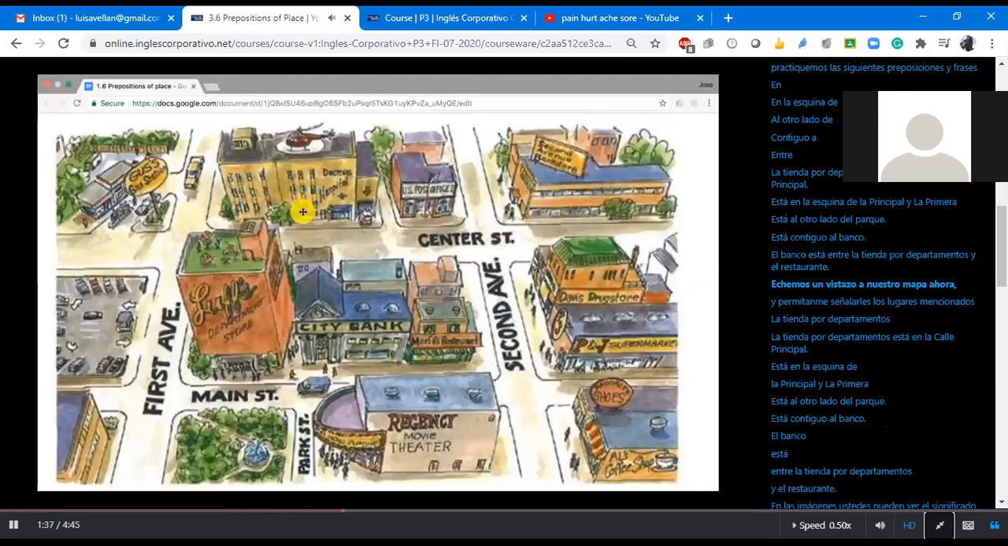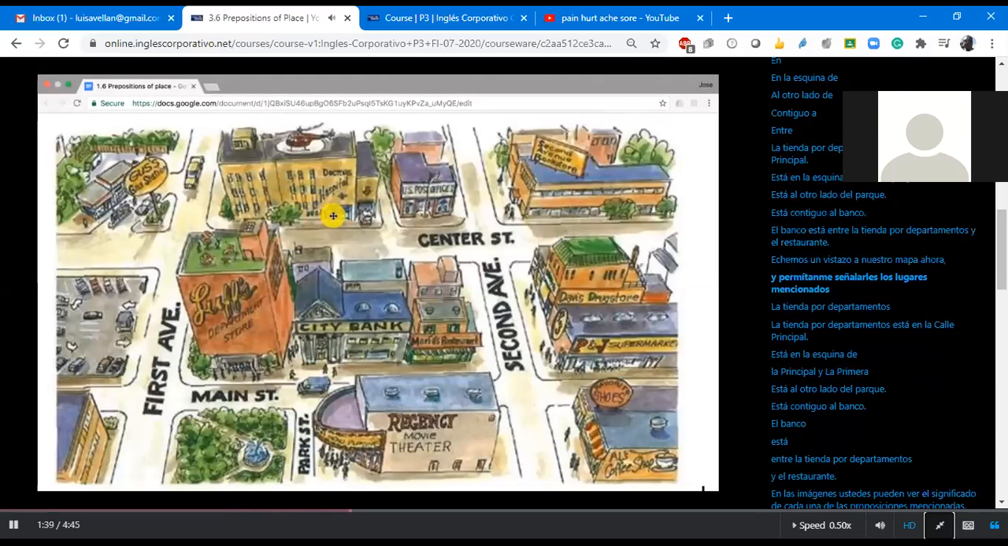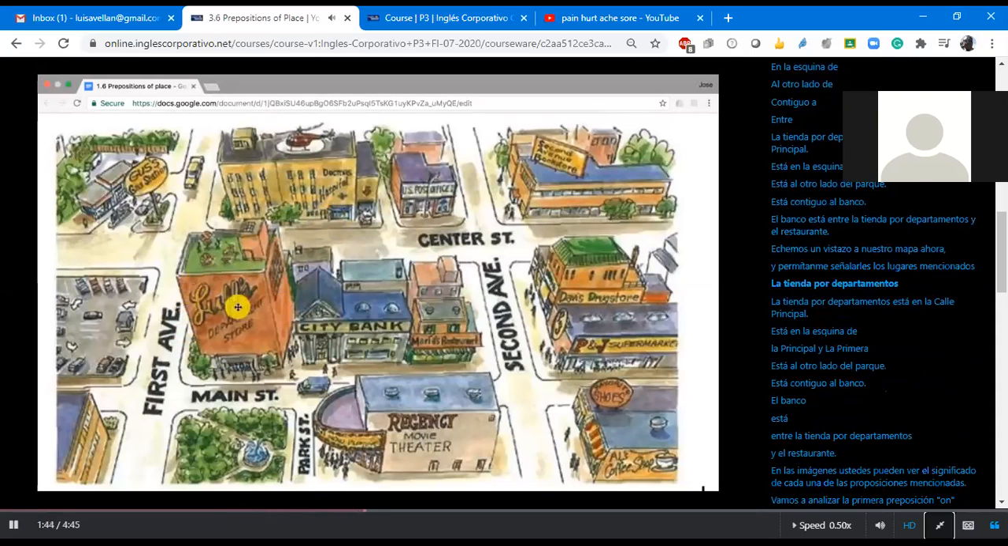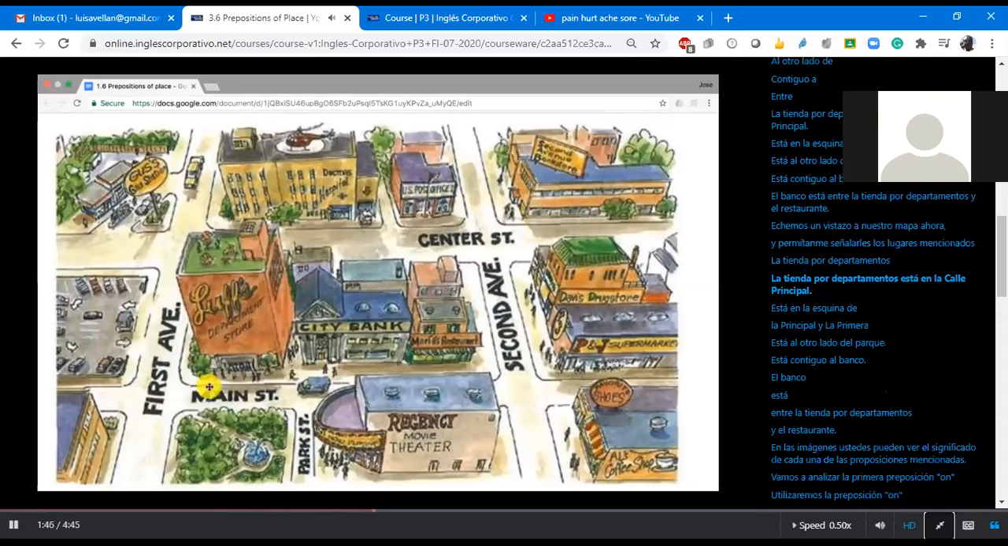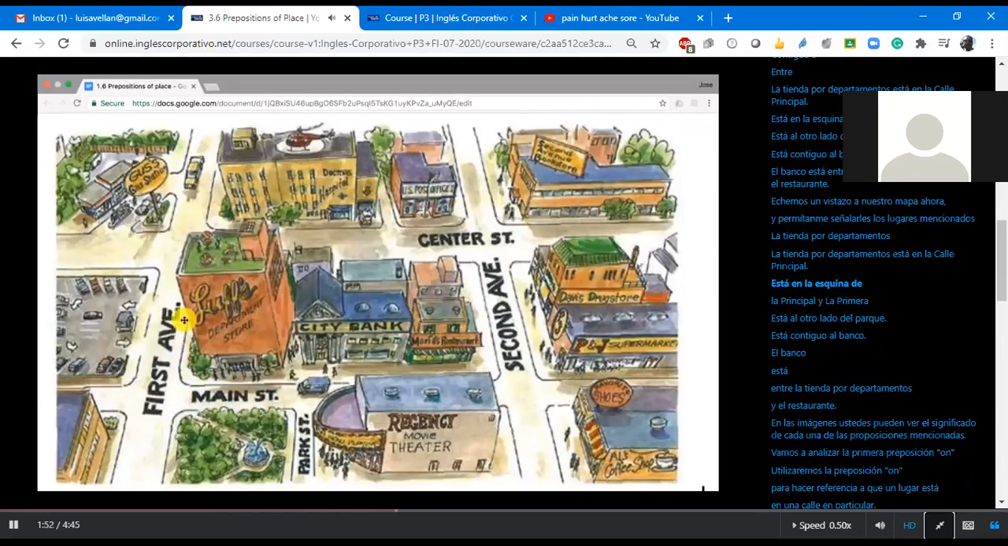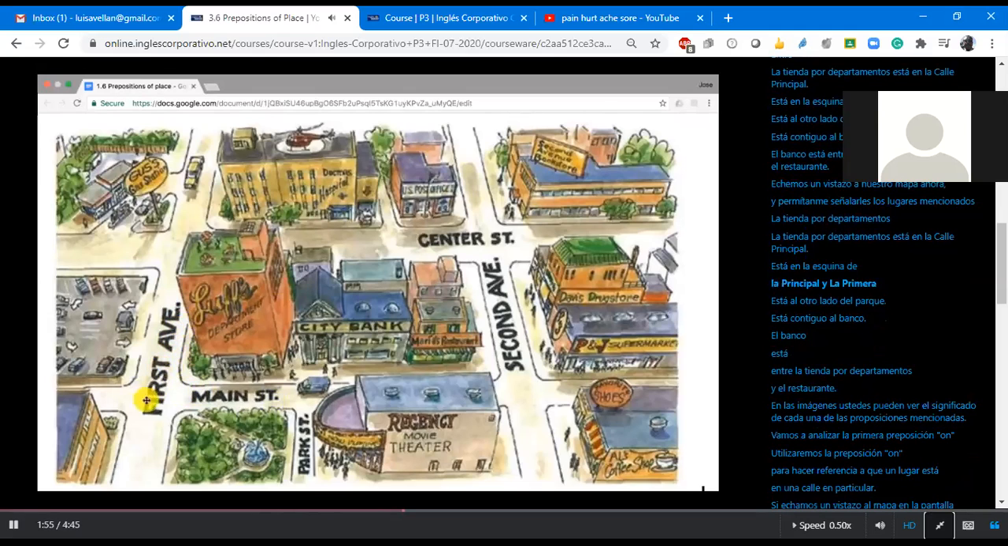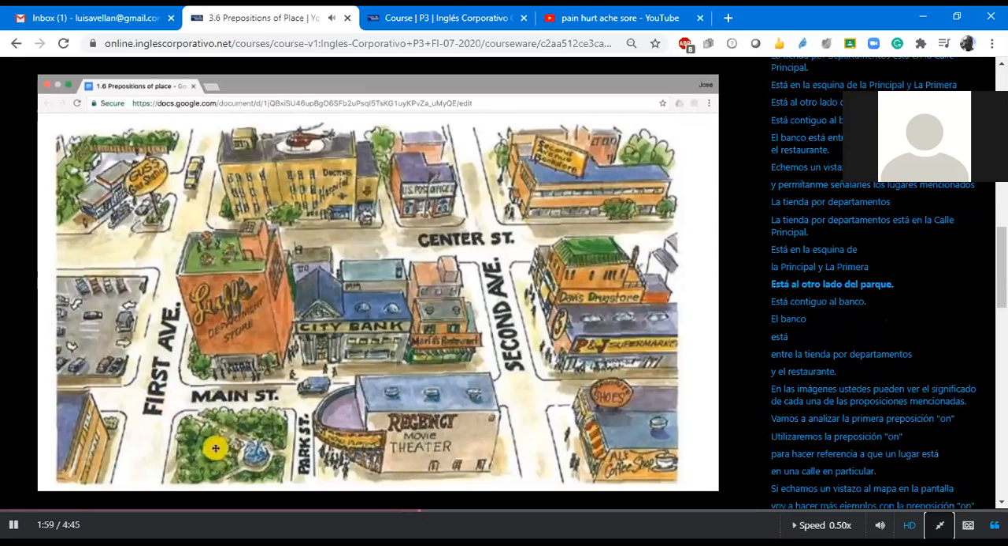Let's take a look at our map now. And let me point out the locations mentioned. The department store. The department store is on Main Street. It's on the corner of Main and First. It's across from the park.